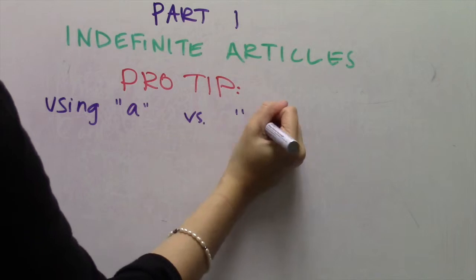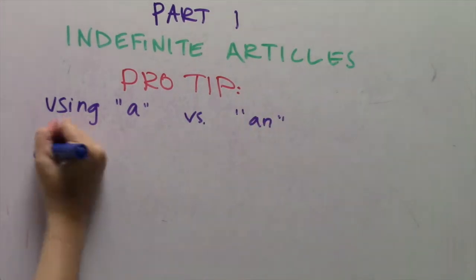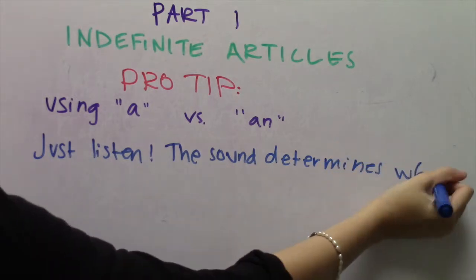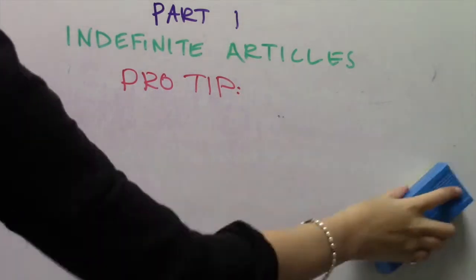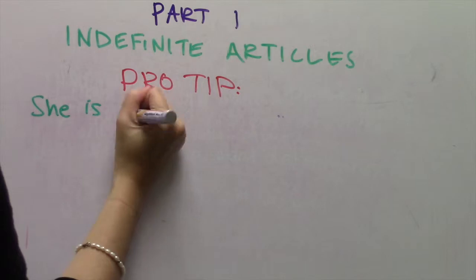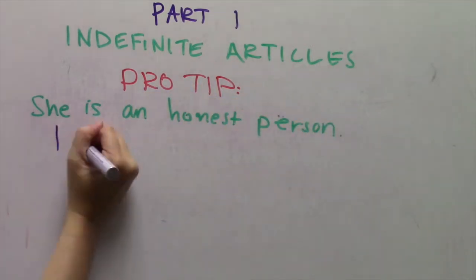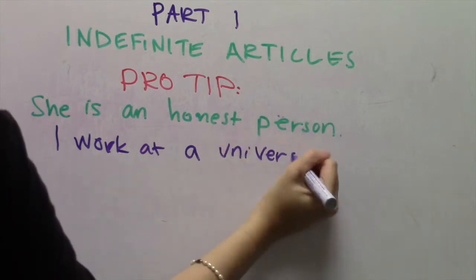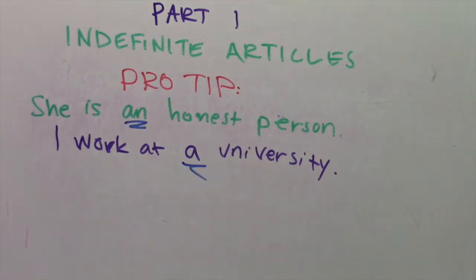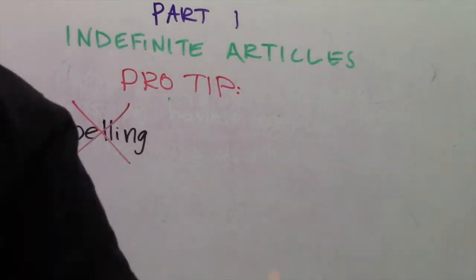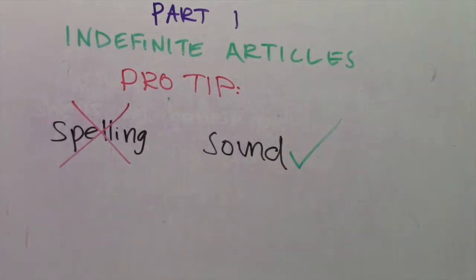But here's a pro tip between using a and an. All you have to do is listen. It's the sound that determines which one you end up using. And here are some more examples. So she is an honest person. Or, I work at a university. So despite one word starting with a consonant and the other starting with a vowel, they make the opposite sounds. So it's not the spelling that determines which indefinite article you use, it's the sound.